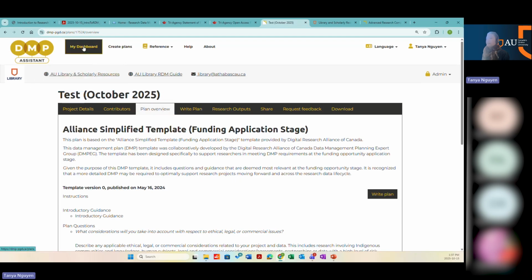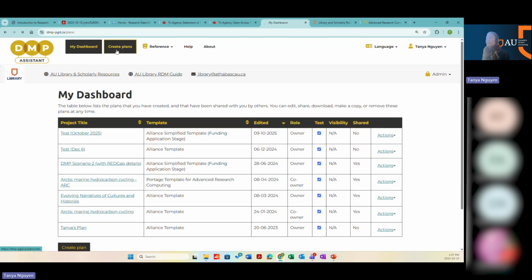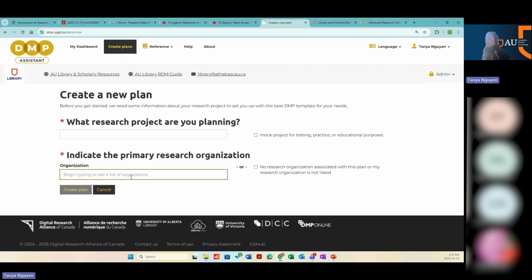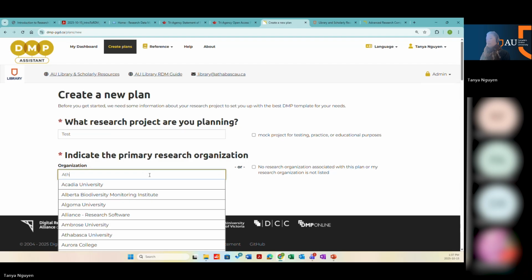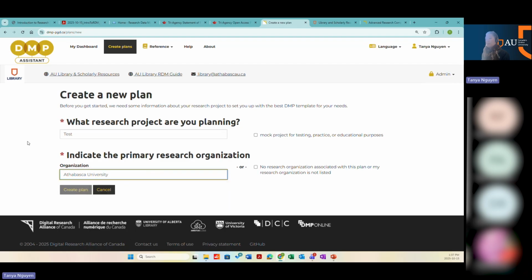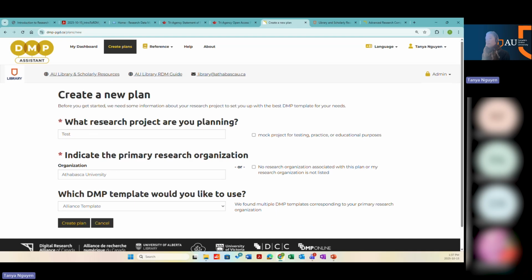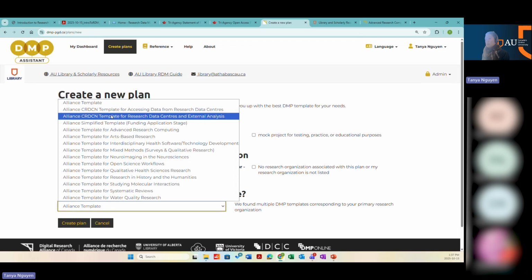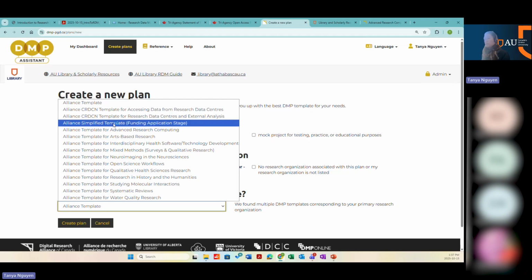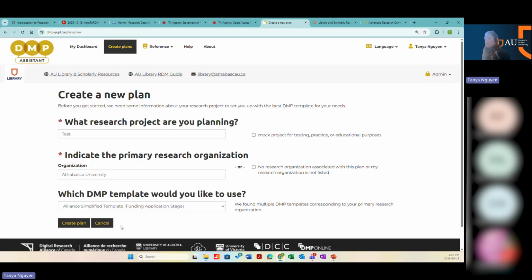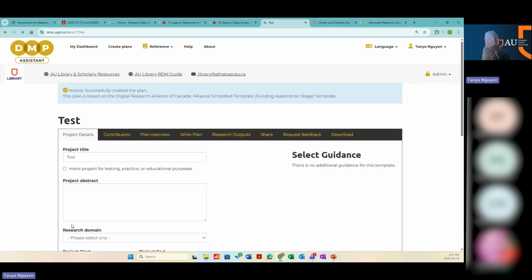One thing I kind of jumped the gun here is when you create a plan, you'll get access to different... Make one actually right now. Okay, so when you create a new plan, you're going to title your project and you're going to enter the organization name. And then you'll have access to different types of templates. The one I like to use is the simplified template one. And you'd create a plan.